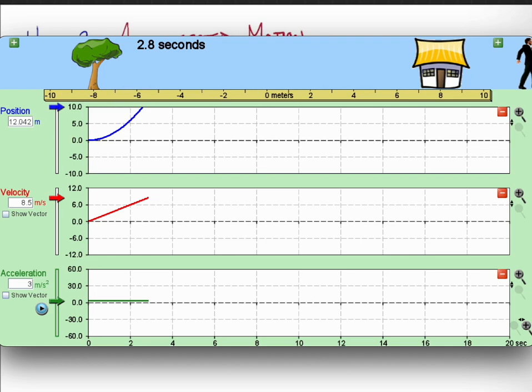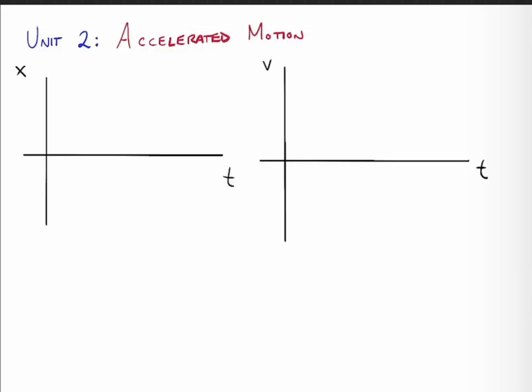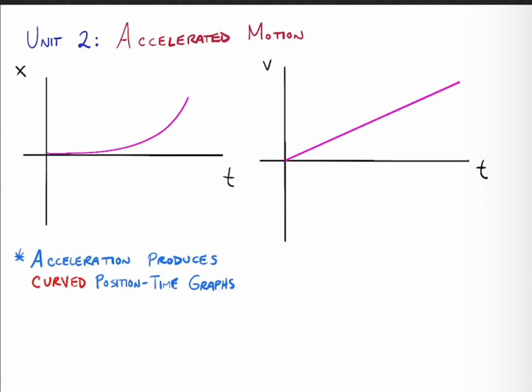So if I go back to what we were looking at here, my position time graph for an accelerated motion is some kind of curved line. Now the way it curves will let you know whether it's speeding up, slowing down, traveling forwards, traveling backwards, but we'll get to that in a second. The velocity time graph is actually now going to be a diagonal line, or will have some diagonal lines on it. So the big takeaway for now is to understand that with accelerated motion, acceleration produces curved position time graphs.